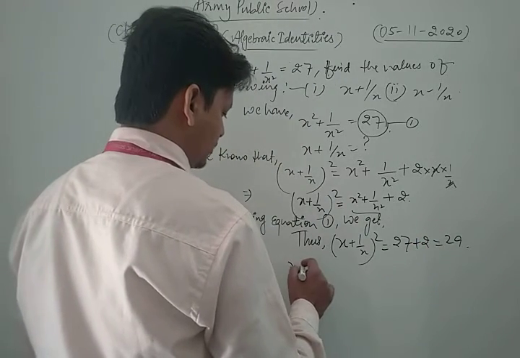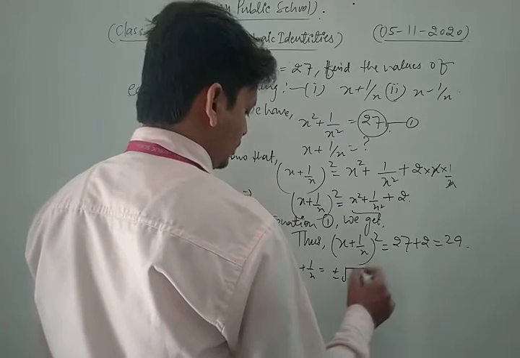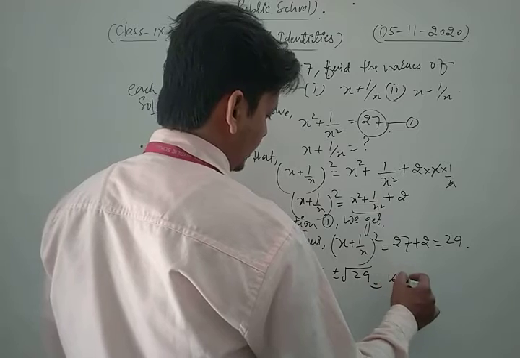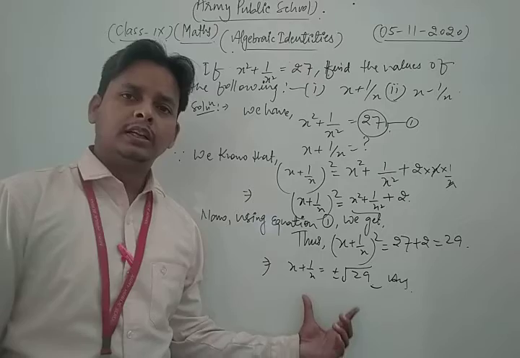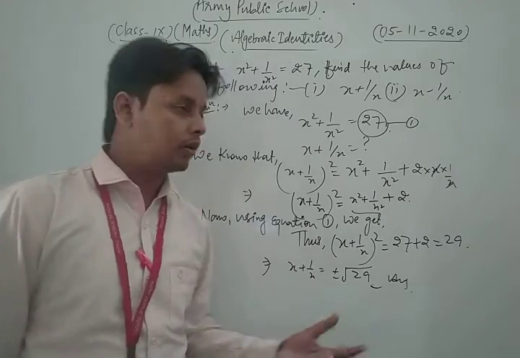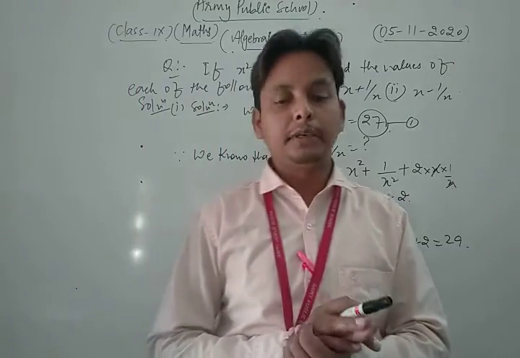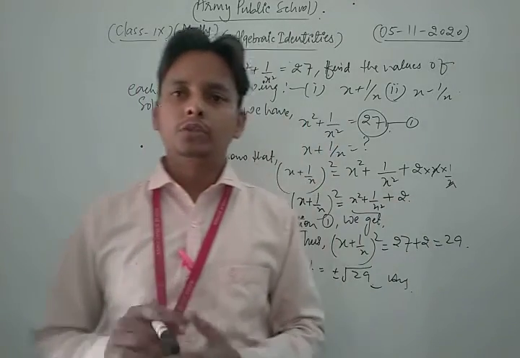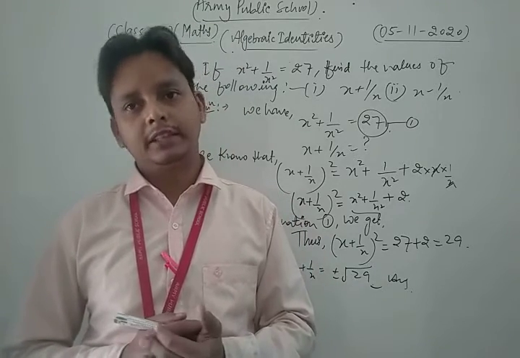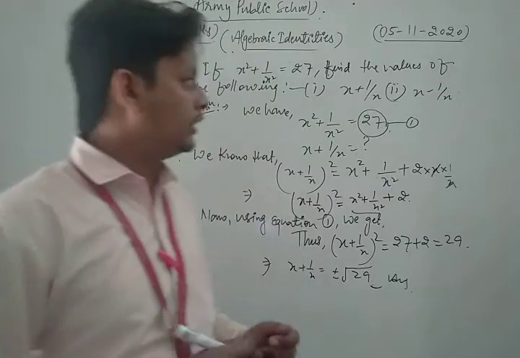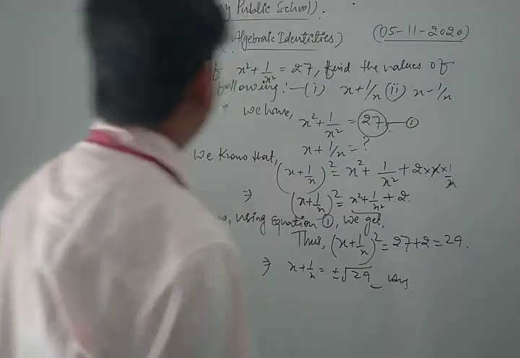Thus the value of x + 1/x is equal to plus or minus square root 29. This is our required solution of the given question. Okay dear friends, this is the method to solve this type of question. This is a very important question of your NCERT exercise based on identities. So please practice more and more questions based on each and every identity. Now, dear students, we take and solve the second part of this question. Let's see.